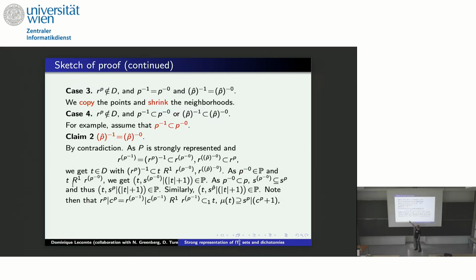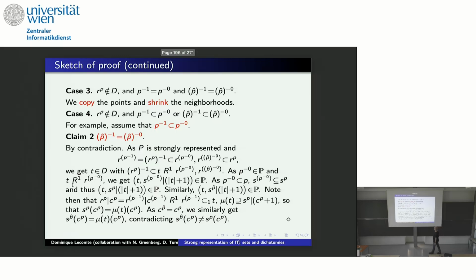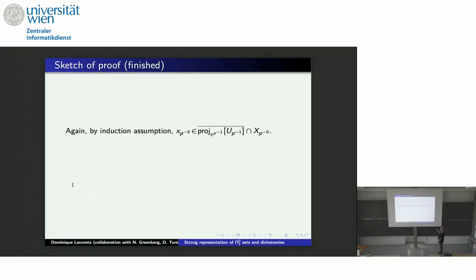SP restricted to length of T plus 1. In particular, SP of CP is exactly mu of T of CP. And you can do the exact same on the other side, because CP and CP hat is the same. But this is a contradiction, because these two things differ exactly at this position CP. So now we're essentially done.